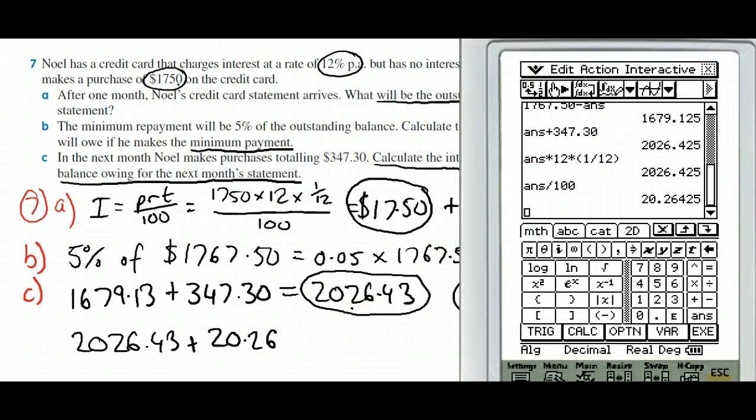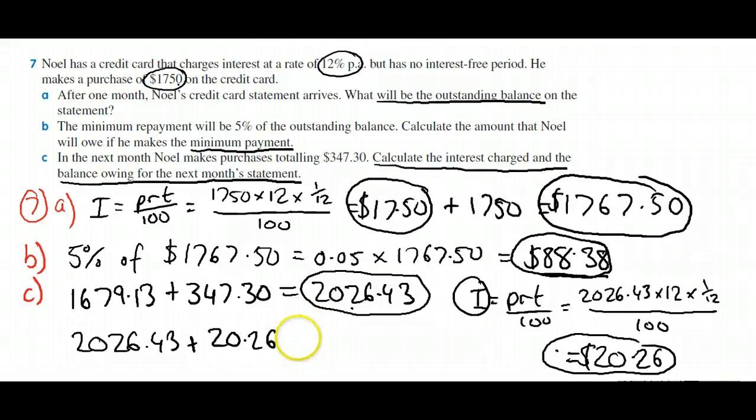So we've got 20.26 there already. We just need to add 2026.43 and we get 2046.69. So that's what his new balance is going to be, the outstanding balance in the next month's statement.